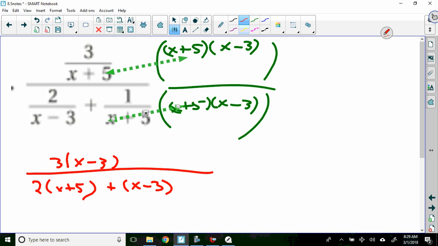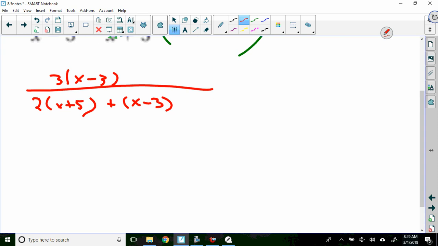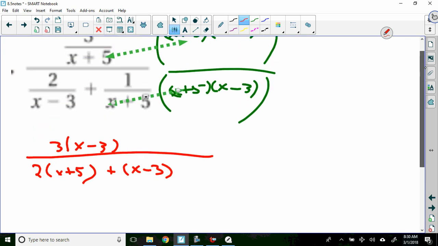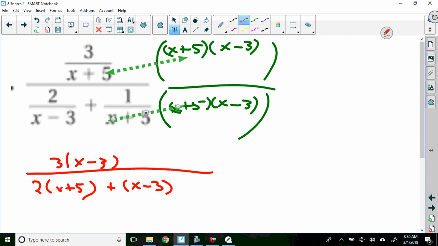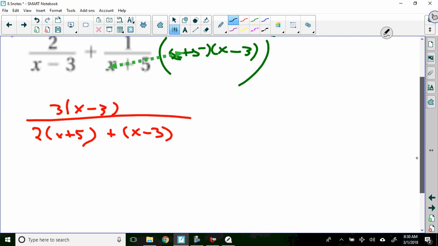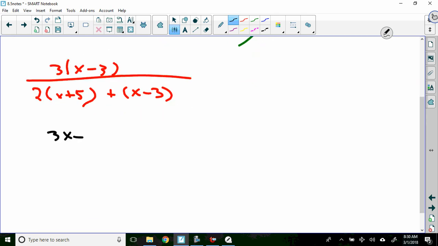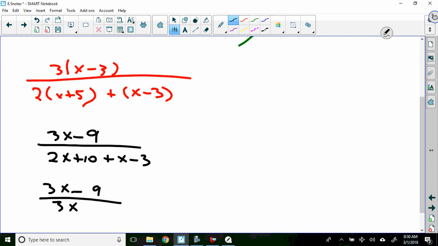Okay. All right. Oh, sorry. There we go. So we're just about done. We use the distributive property, combining like terms that might need to be combined. So we're going to get 3x minus 9 over 2x plus 10 plus x minus 3. So that's 3x minus 9 over 3x plus 7. Could those 3 x's cancel? No.